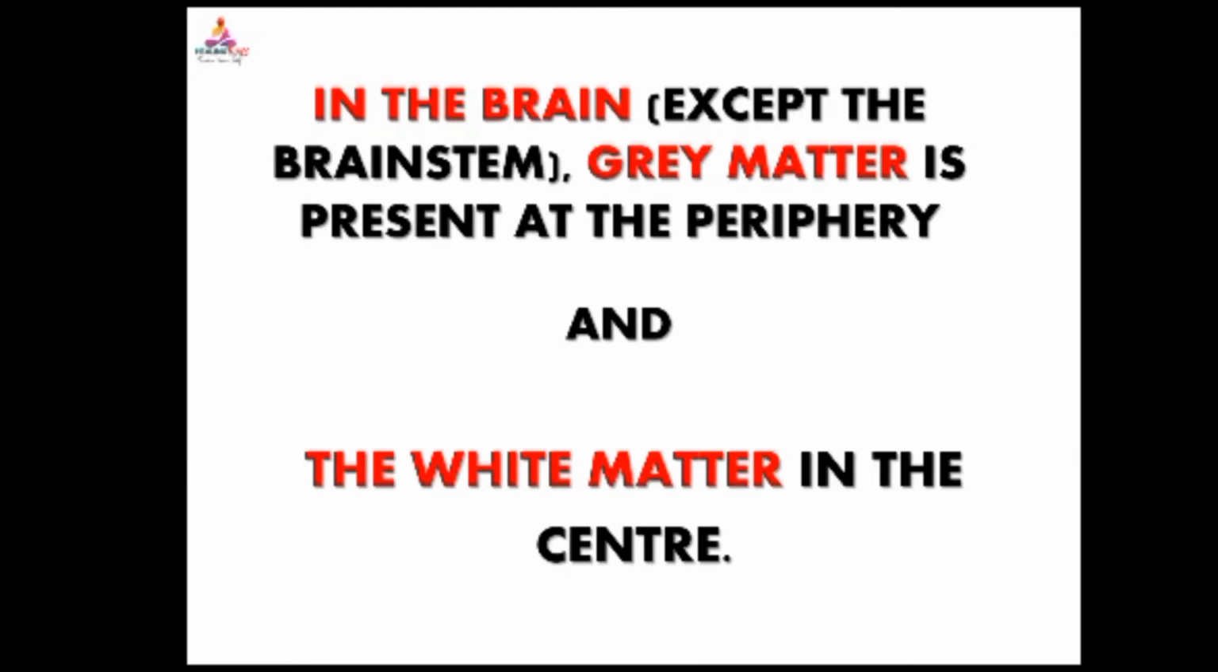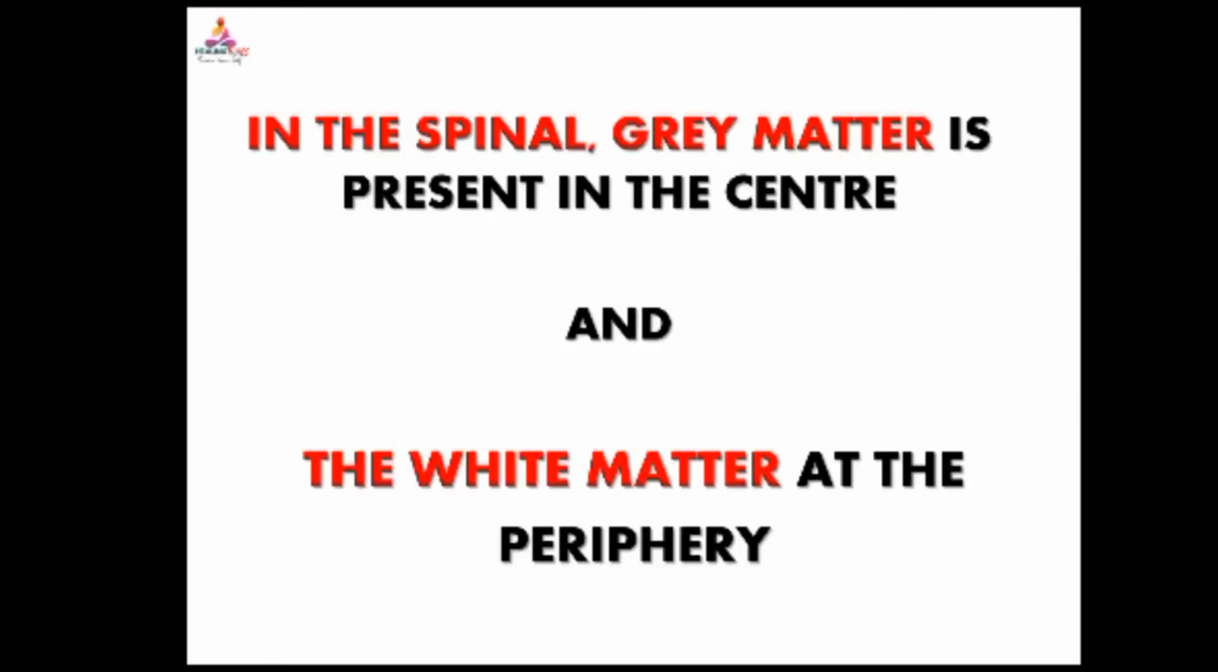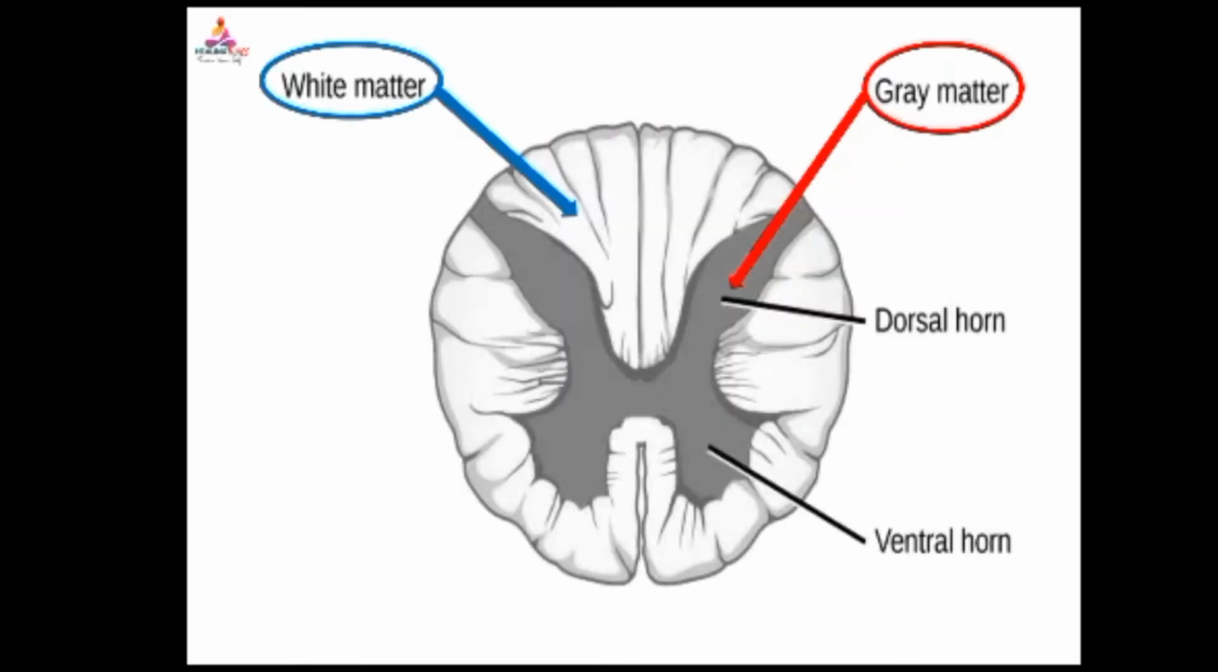In the brain, except the brainstem, the gray matter is present at the periphery and the white matter in the center. See, the outer layer, the dark area, is the gray matter. Then the inner light area is the white matter. In the spinal cord, gray matter is present in the center and the white matter at the periphery. See, the periphery is the white matter. Then the inner layer is the gray matter.